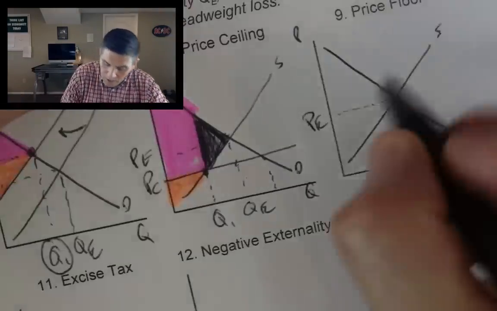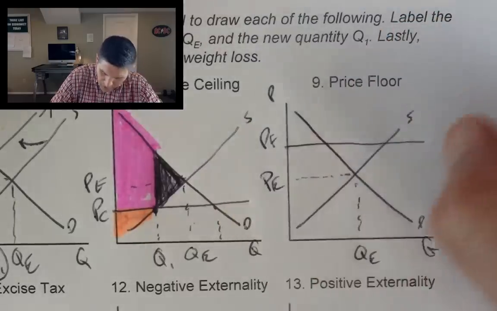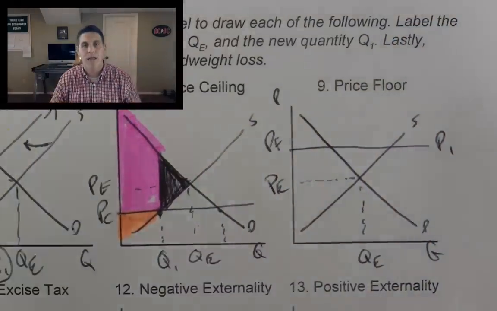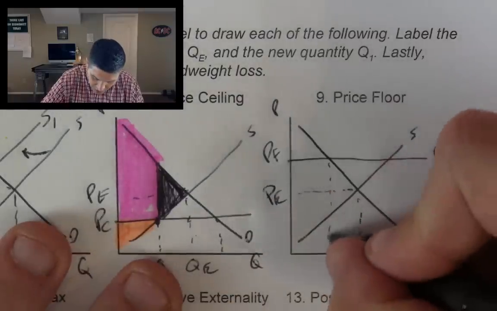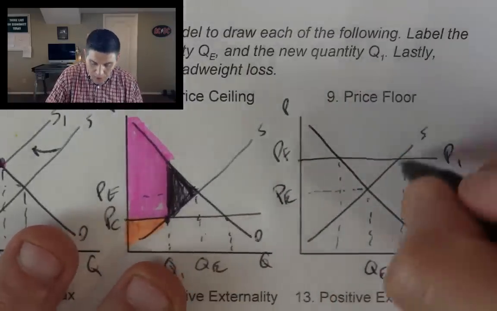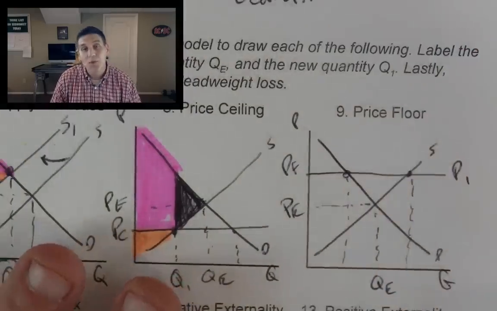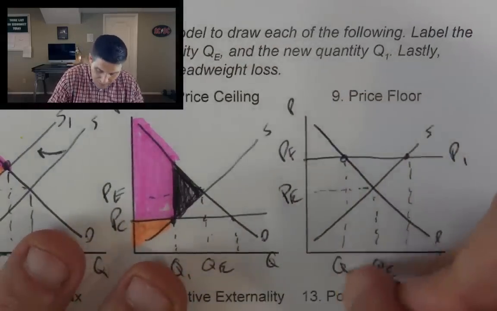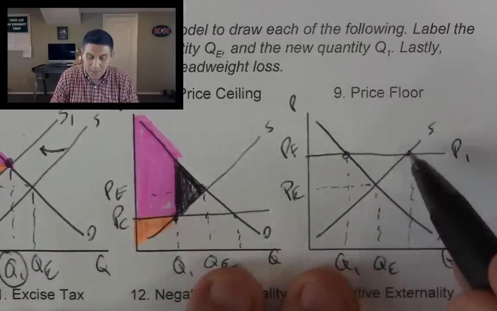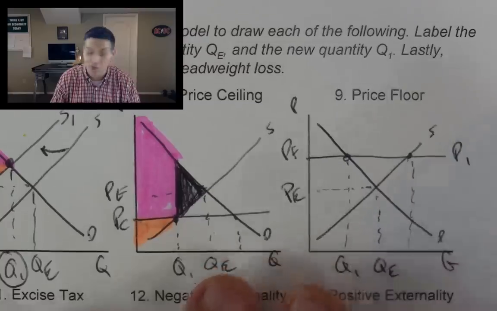Where does a floor go? Well, a binding floor goes right here. We're going to call that PF, which we're also calling P1, right? That's what we wanted to label it. All right, two quantities. In this case, we have not a shortage, but a surplus. There are more units that producers want to produce than the units that consumers actually want to buy. This represents the new quantity Q1. Yes, producers want to produce more, but this is representing the quantity bought and sold.